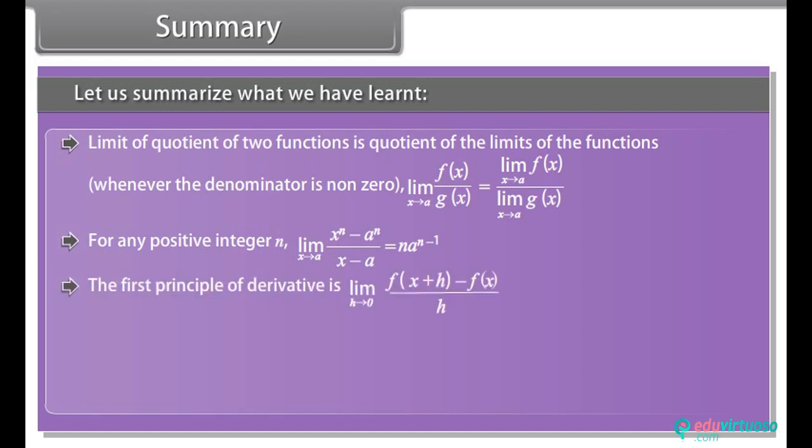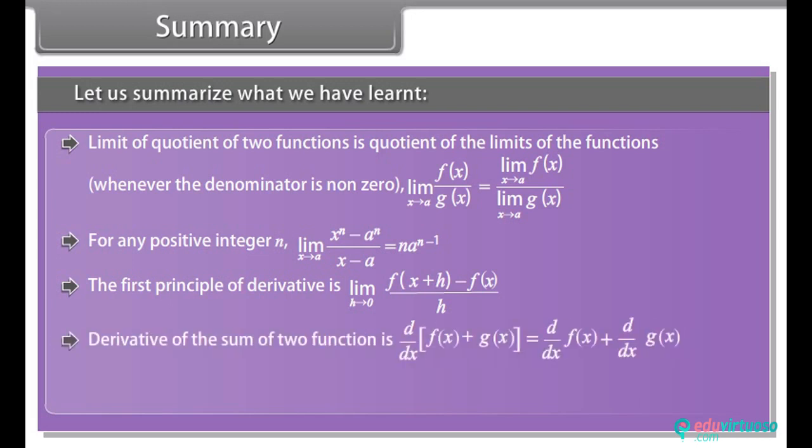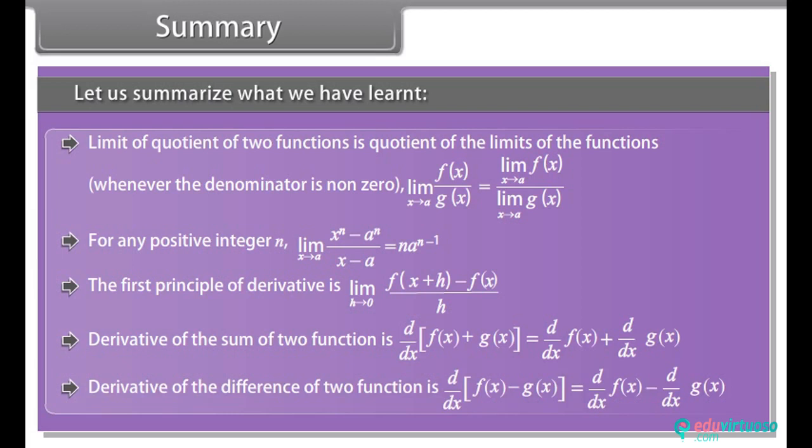The first principle of derivative is limit h tends to 0 of the difference between f of x plus h and f of x divided by h. Derivative of the sum of two functions is d by dx of the sum of f of x and g of x is equal to d by dx of f of x plus d by dx of g of x. Derivative of the difference of two functions is d by dx of the difference of f of x and g of x is equal to d by dx of f of x minus d by dx of g of x.